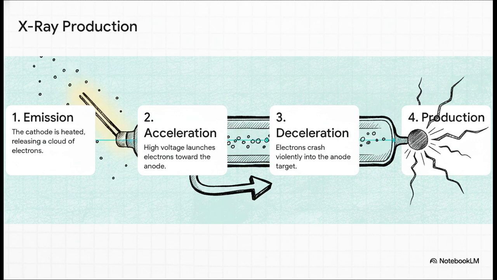Okay, so the whole process really boils down to this four-step sequence. I like to think of it as a kind of cosmic slingshot. First, emission. We boil the electrons off the cathode. Second, acceleration. A massive voltage yanks them across the vacuum tube at a huge fraction of the speed of light. Third, deceleration. They slam to a violent stop as they crash into the anode. And finally, production. That abrupt stop forces the electrons to shed their kinetic energy, and they release it as high-energy photons, which we call X-rays.